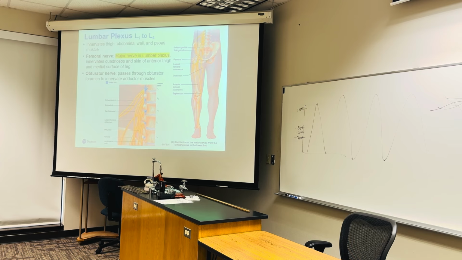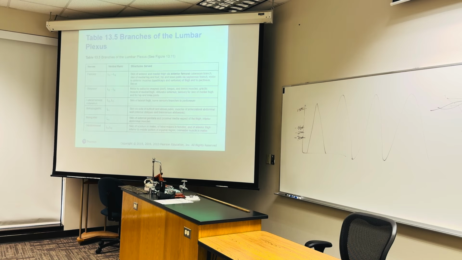So the femoral nerve, major nerve in the lumbar plexus. The femoral nerve is going to innervate which part right here? Your quadriceps, right? It innervates the quadriceps and the skin of the anterior thigh and medial surface of the leg. There is another nerve right here. This is called the obturator nerve. We did talk about it in the lab. Which muscle do you have in here? Adductor muscle, right? The adductor muscle is innervated by your obturator nerve.